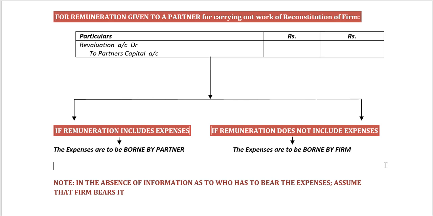Now, while such remuneration is being given, it may be specified in the sum that the remuneration includes the expenses. Then we will infer that the expenses are to be borne by the partner. Any expense that may arise has to be borne by the partner. However, if nothing is specified or if it states that the remuneration does not include expenses, then we infer that any expenses that may be incurred are to be borne by the firm.